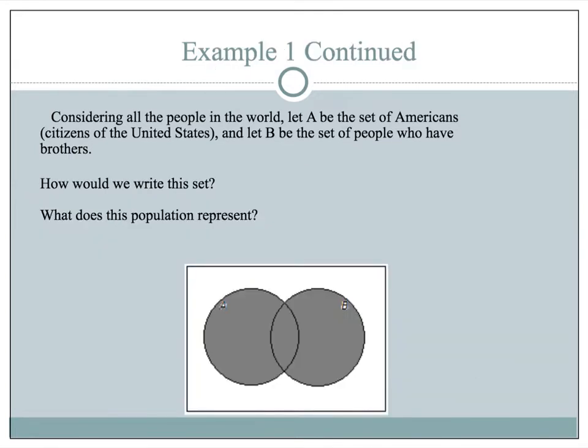This next one is the entire two circles of our Venn diagram shaded. This is saying people that are Americans or have brothers. And we actually talked about this in the last slide. How would we write this set? We would say A or B. Either one of those suffices. You can be an American without a brother, you can have a brother and not be American, or you can be American and have a brother. So that's what this population represents: a person that is American or has a brother, or it could be both.